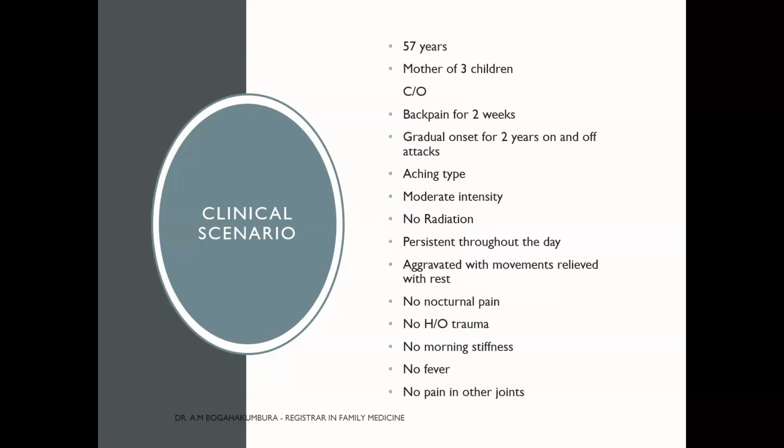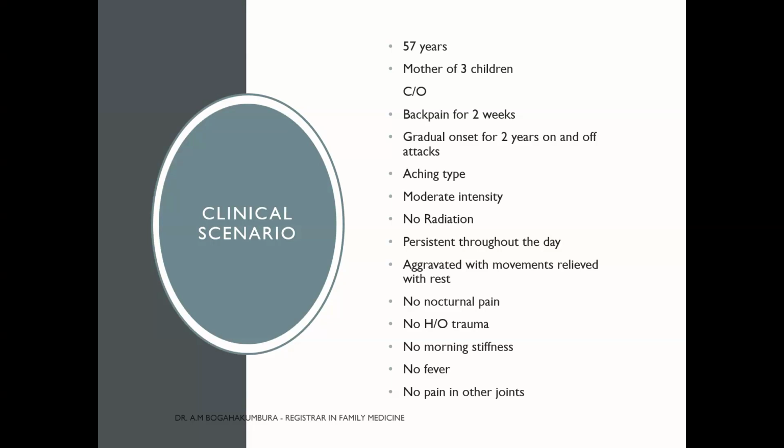My patient is a 57-year-old female, mother of 3 children, who came complaining of back pain for 2 weeks. She has had this back pain with gradual onset for 2 years, with on and off attacks. This time, she has aggravated symptoms for 2 weeks. The pain is aching type and moderate intensity, no radiation. It was persistent throughout the day, aggravated with movements and relieved with rest.